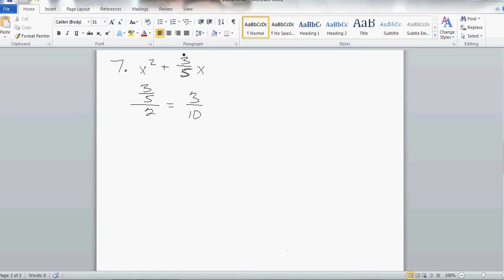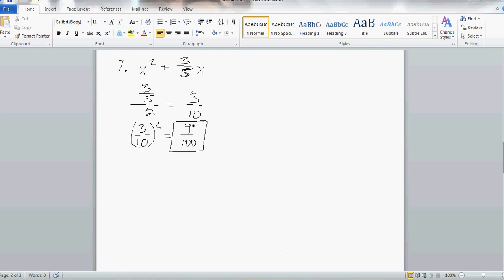You don't need to worry about the sign here, because we're always going to add something to it. Now what we do to this is we're going to take that value and then square it. So 3/10 squared becomes 9/100. And this is the answer. What do we have to add to this so that it becomes a perfect square?